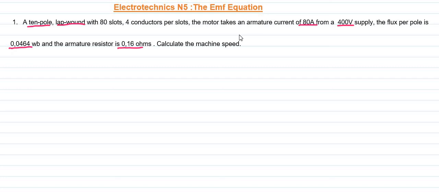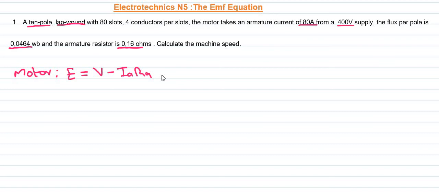So, for a motor, the EMF equation is: supply voltage minus the voltage drop, where the drop is the armature current multiplied by the armature resistance.